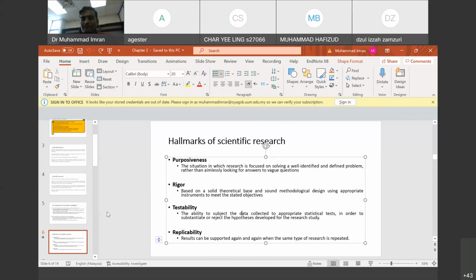So this means testability. Replicability, the main point. Replicability means the result can be supported again and again when the same type of research is repeated. Your result should be generalized. If I get the same problem in future, I can use your result, and that should give the same result. Okay, this is replicability. Replication means copy.